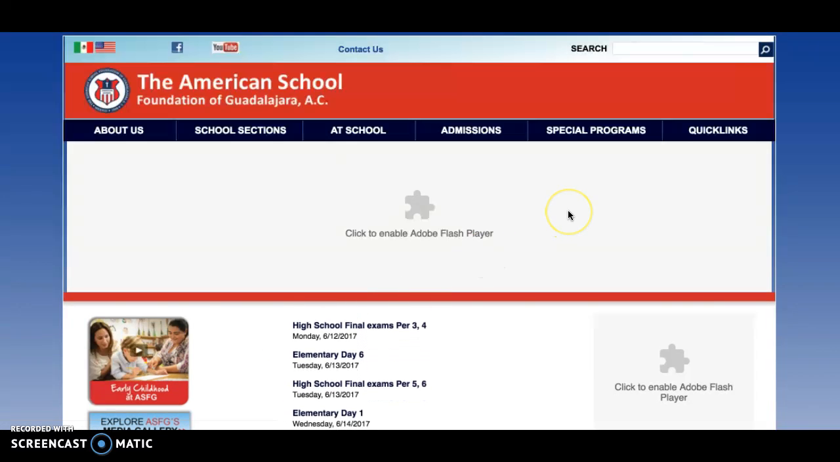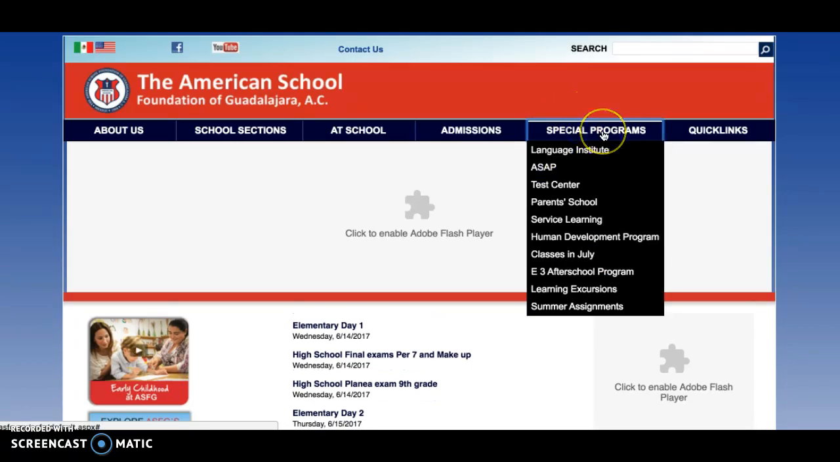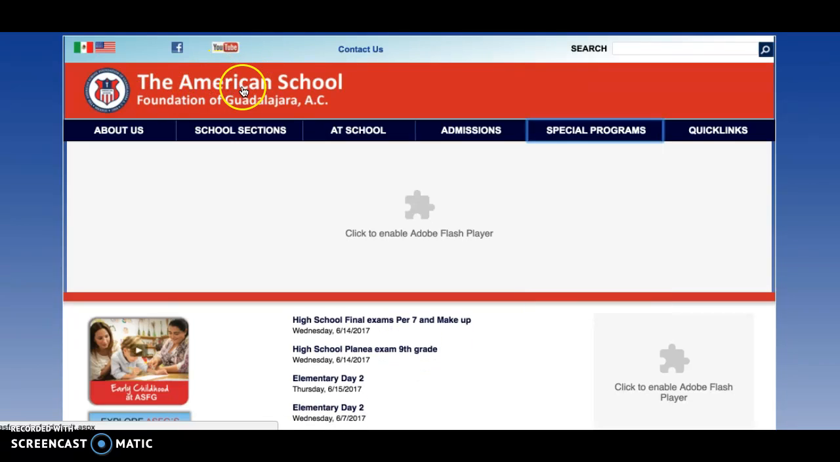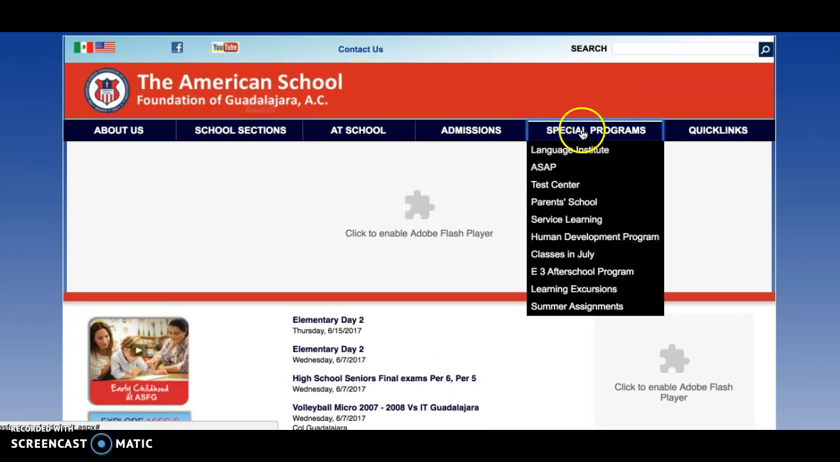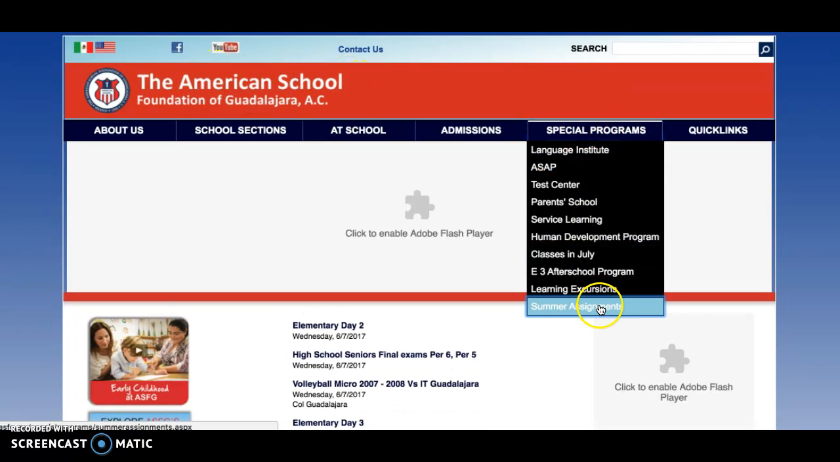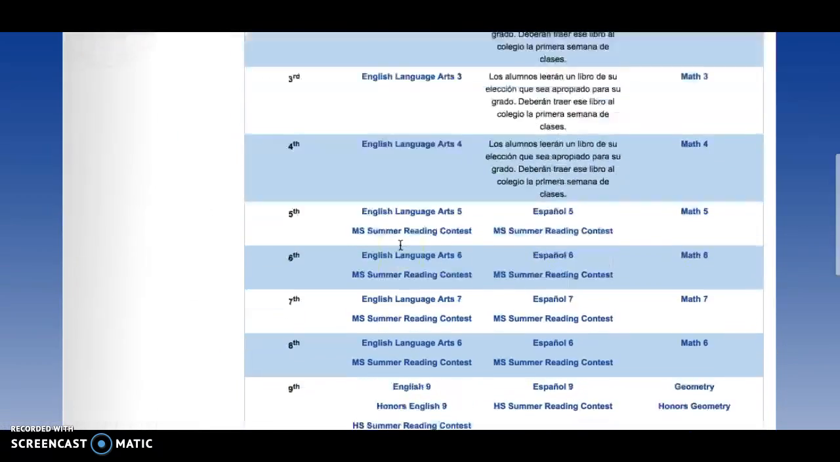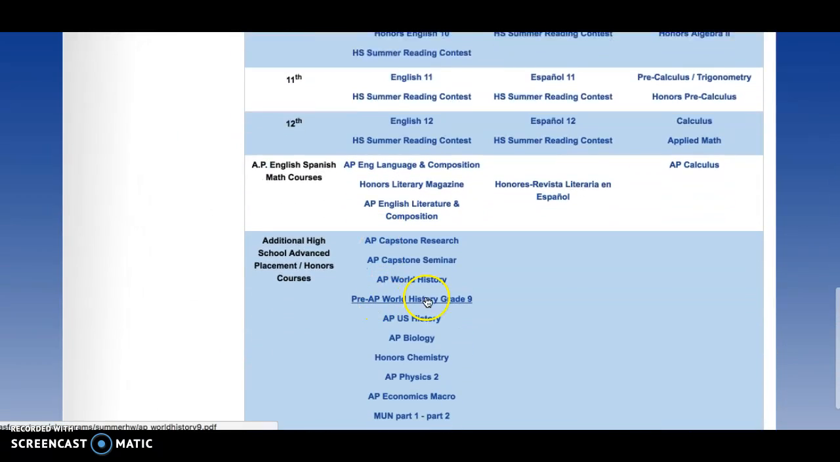Okay, future AP US History students, I wanted to go over the summer assignment with you. First, I want to make sure that you know how to find it. So from the ASFG homepage, you go to Special Programs, Summer Assignments, scroll down, and then click on AP US History.